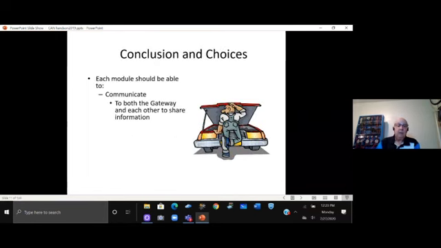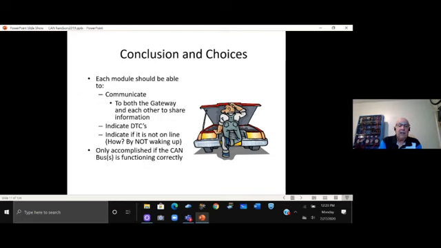What has to happen here? Well, communication. And in that communication, we have to indicate DTCs. And we have to indicate that they're there. I mean, this is all what the gateway needs to see, okay? And this only is accomplished if the CAN bus is functioning correctly.